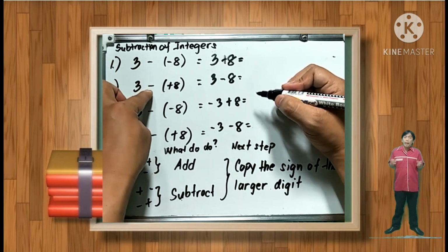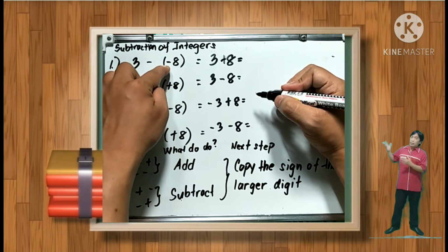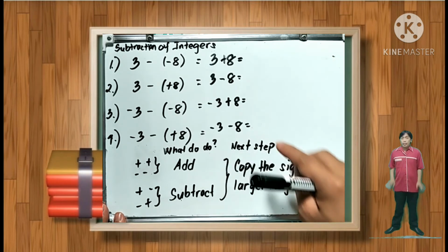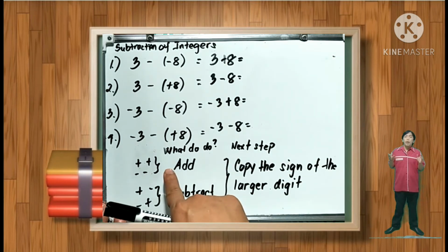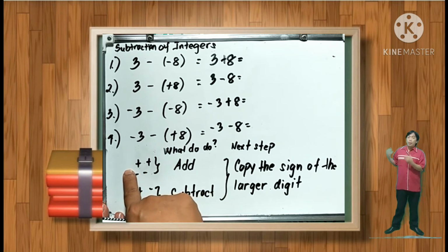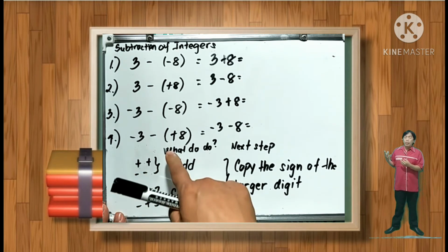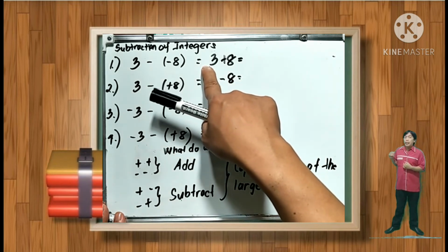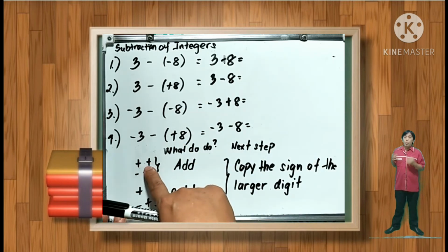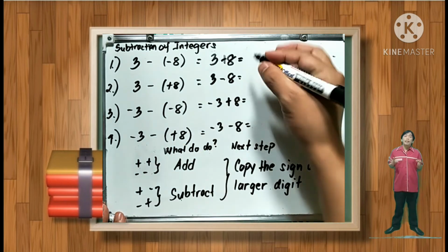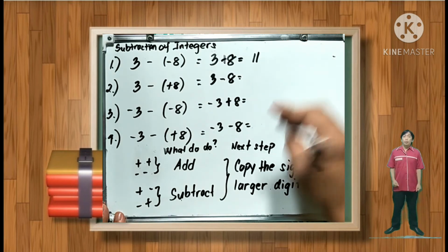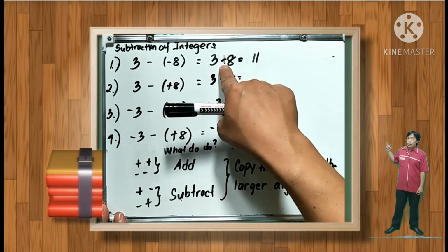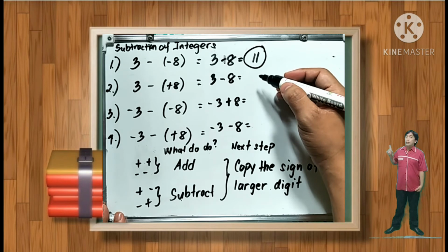So once again, disregard the operation minus, and let's change the sign of the subtrahend. Now, let us try to solve for this. Again, we will be referring to the rule. So, we have signs which are the same and signs which are different. What to do? We're going to add and we're going to subtract. Okay, on the first given, we have here positive and positive. It falls here. So what to do? We're going to add. So if we add 3 and 8, that is 11. The next step is copy the sign of the larger digit. Since the sign of the larger digit is positive, the answer is positive 11.